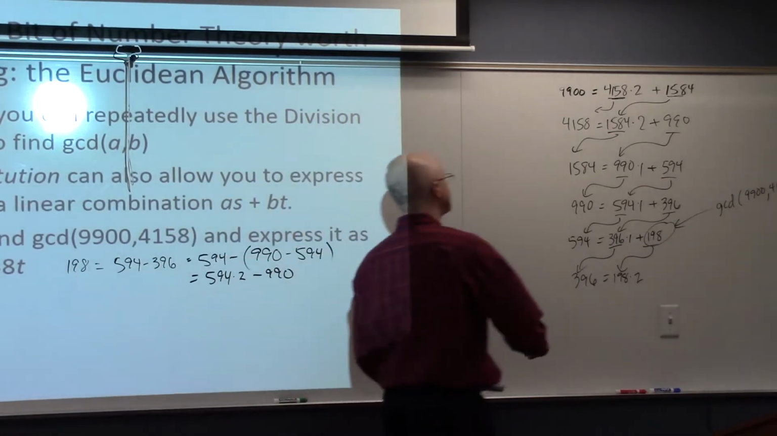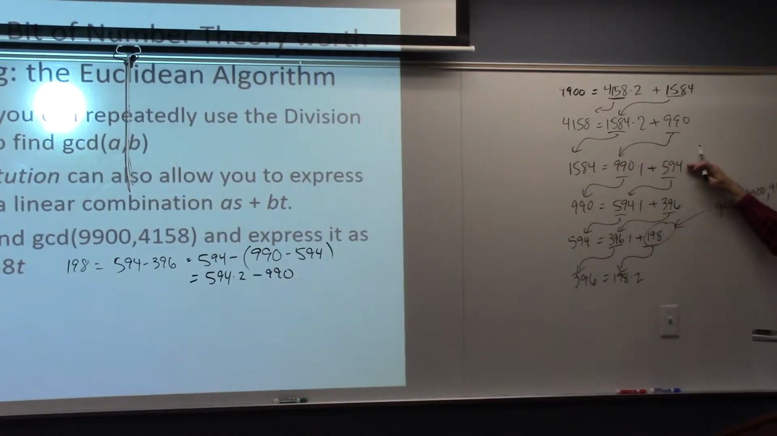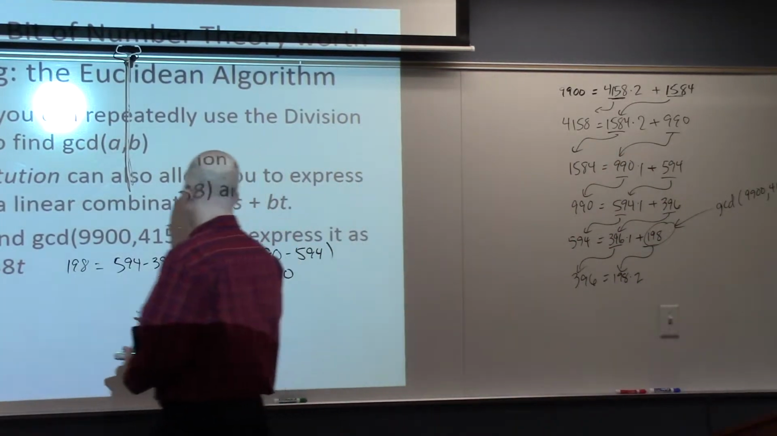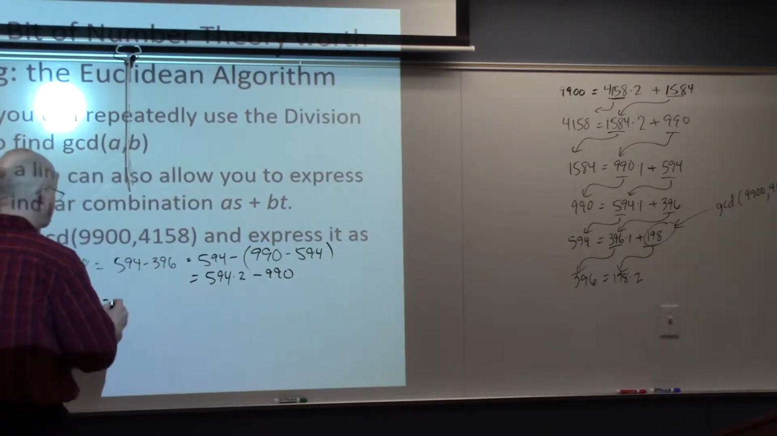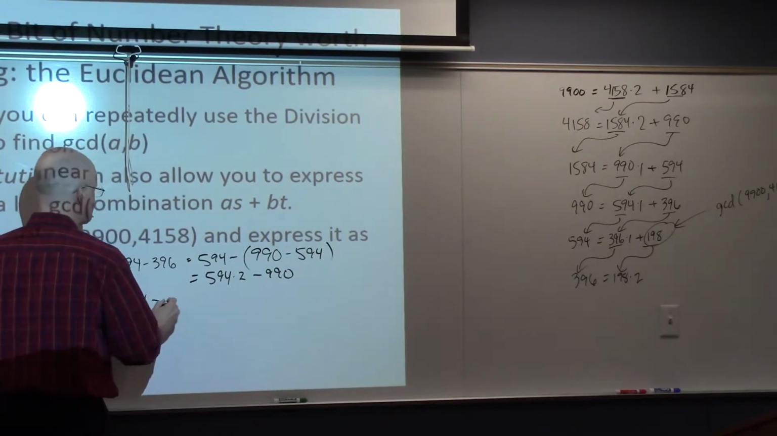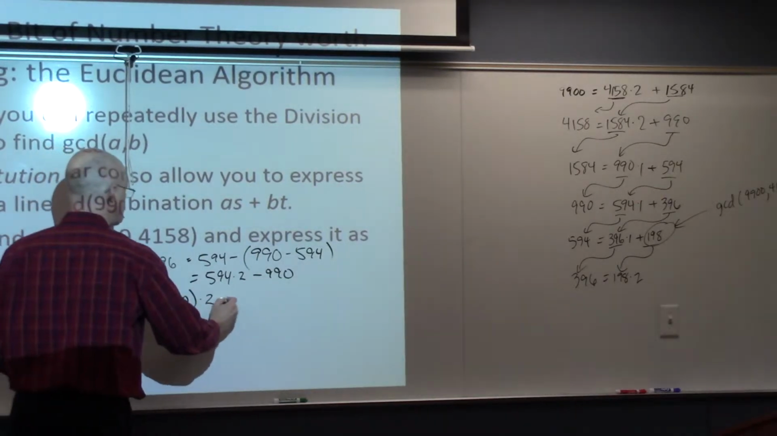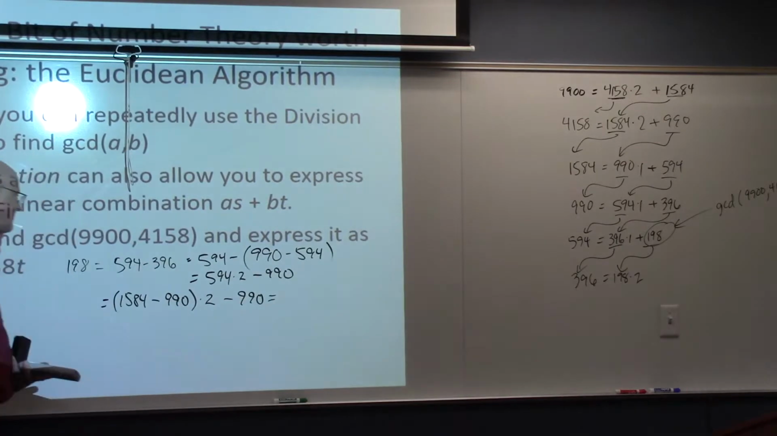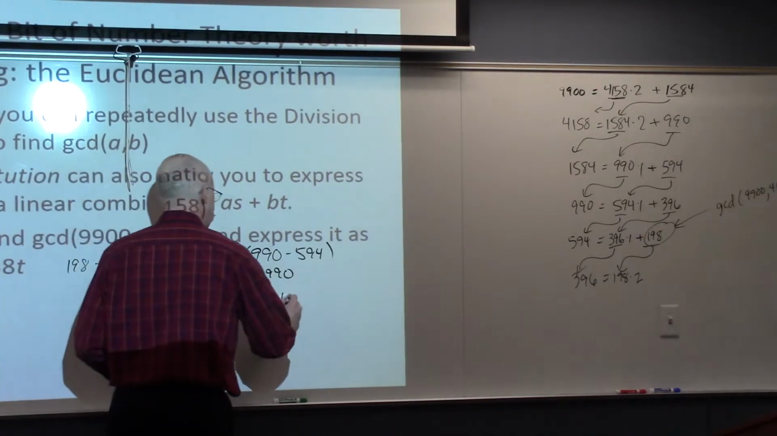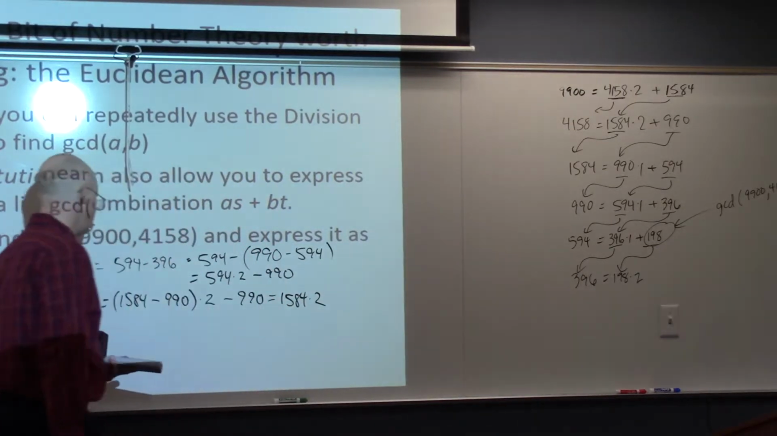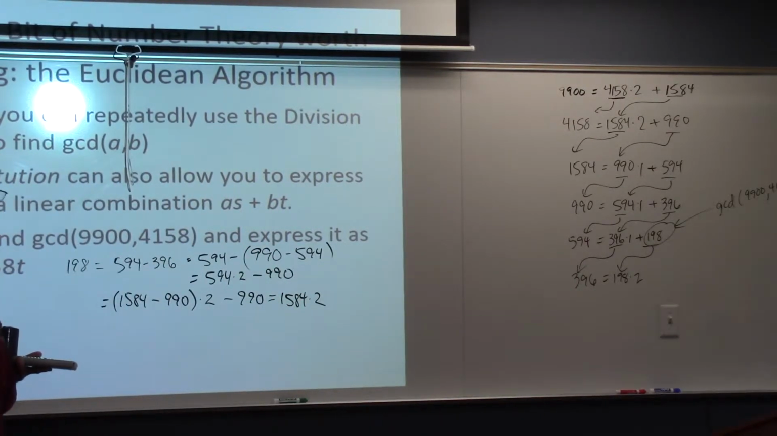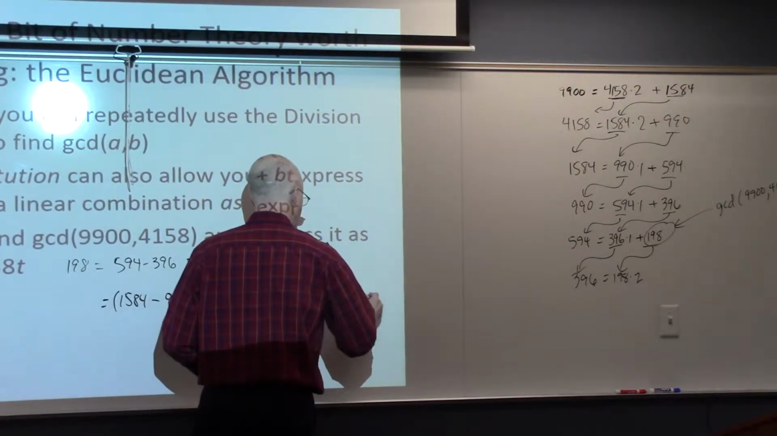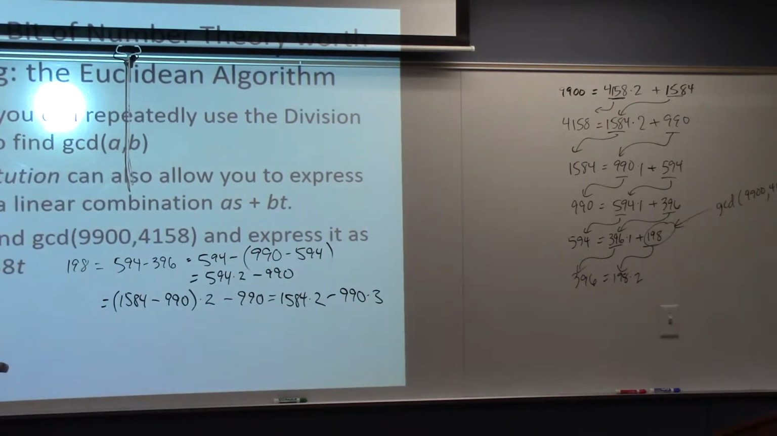Back substitute, go back to the preceding equation, solve for 594 in terms of 990 and 1584. 594, looking at that equation, is 1584 minus 990. That gets multiplied by 2 and we subtract 990. This is going to be 1584 times 2. And then combine the 990s and the 2, you're going to get what? Just a minus, let's see, minus 3 990? Minus 990 times 3. Check that I don't make a mistake. That looks good.